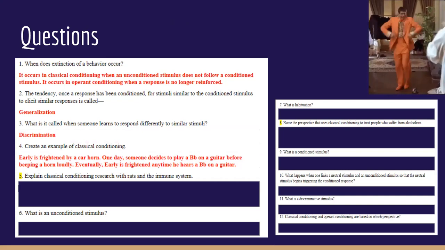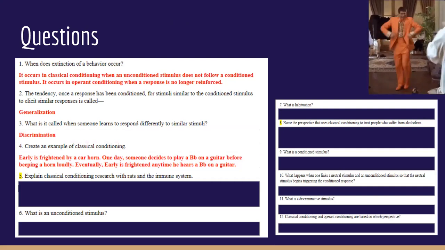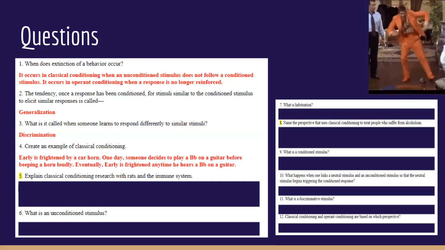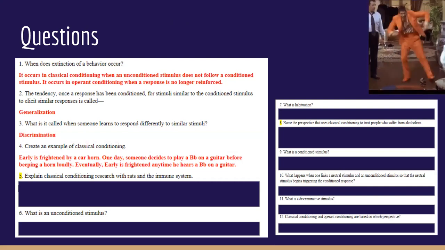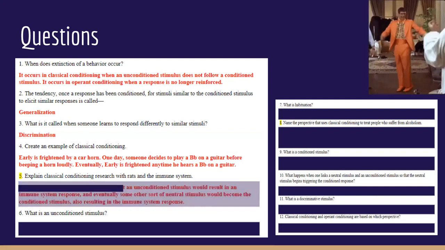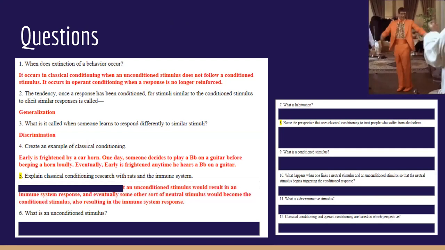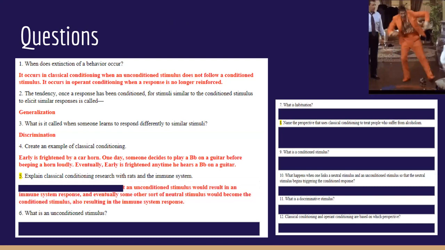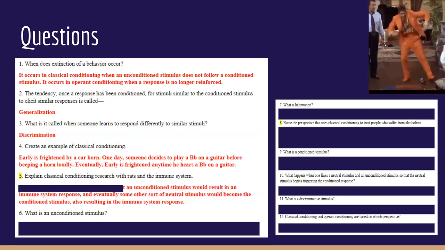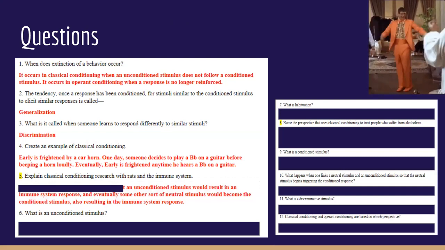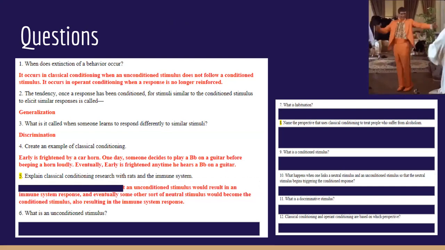All right, explain classical conditioning research with rats and immune system. Well, remember, I don't make these questions, and I know I didn't talk about that. But in my opinion, you don't really even need to know this, but it might just be a good thing to know, I guess. It's another thing, but an unconditioned stimulus would result in an immune system response, and eventually some other sort of neutral stimulus would become a conditioned stimulus, resulting in an immune system response. So, it's just all these different examples.